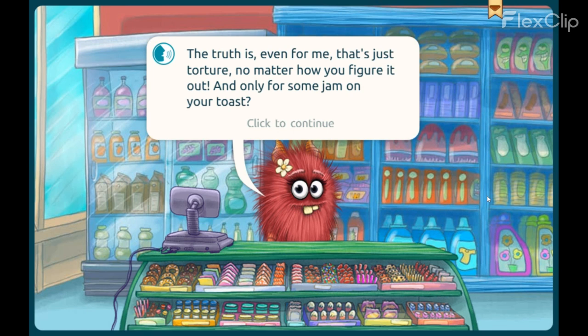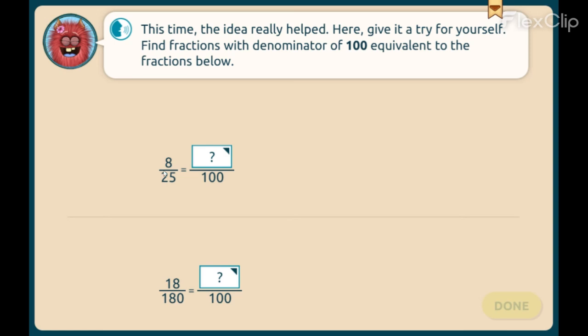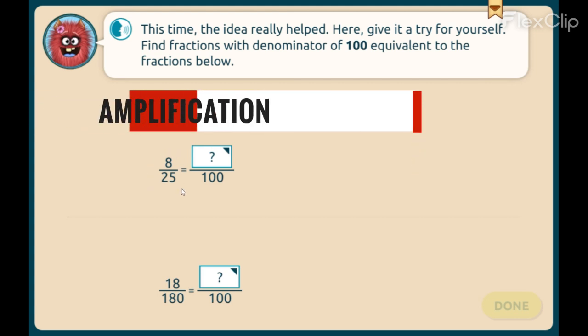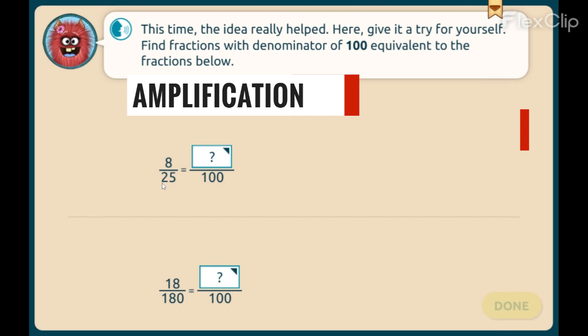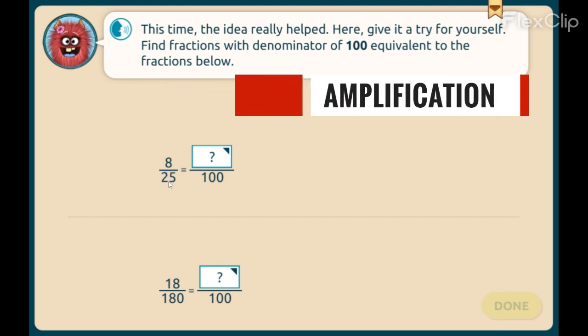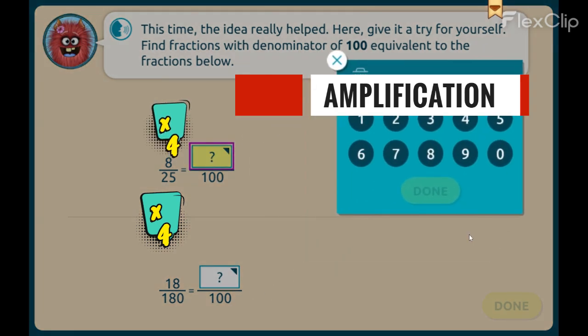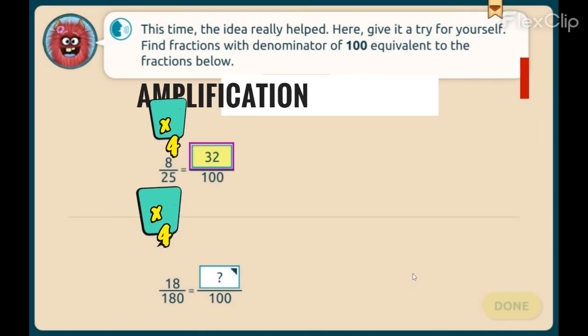Today we are going to talk about percentages. Now we see how it works. 8 out of 25 can grow, and we use the method called fraction amplification. We grow both parts of the fraction by multiplying both of them by the same number. 25 times 4 will give us 100, and 8 times 4 will give us 32. Is that right? Yes, that's correct.